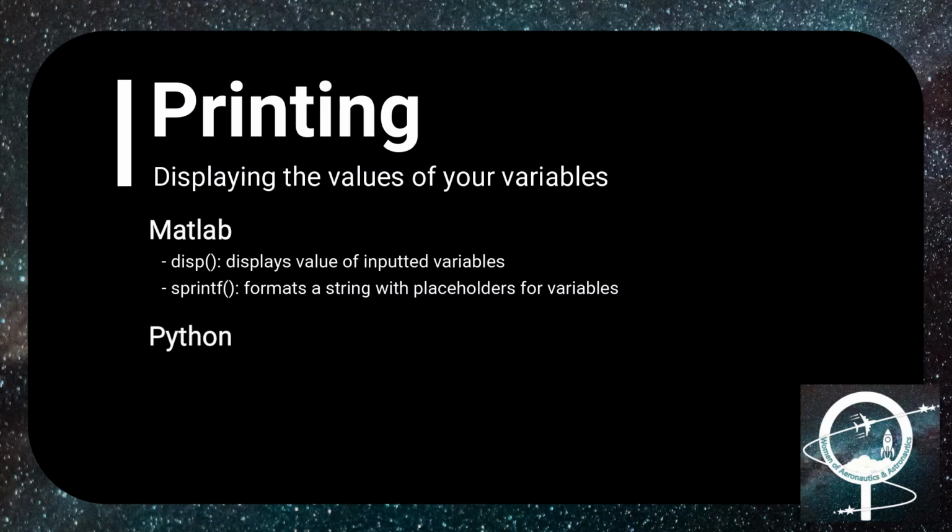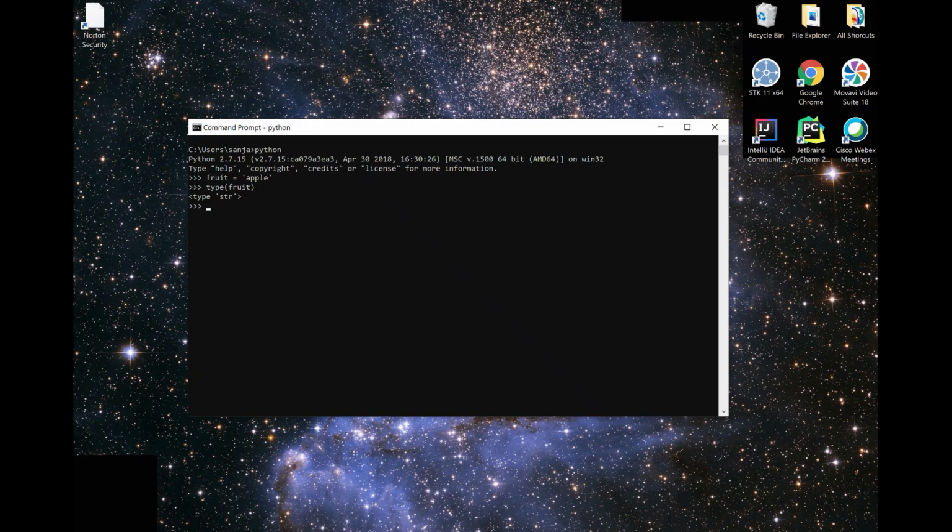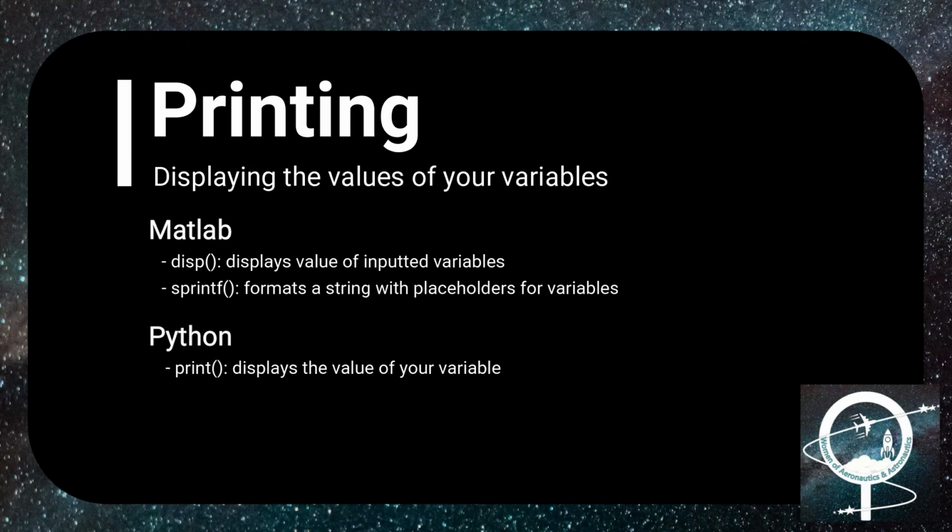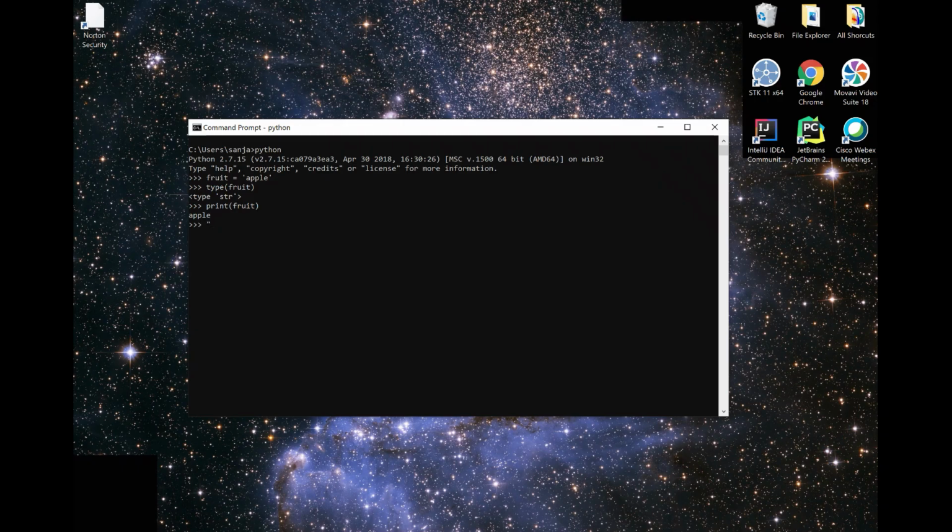In Python, you can just use the print function to display the value of your variable. So if I wanted to print the variable fruit equals apples, I would just type print with the variable fruit, and the string apples is displayed on the command window. If you want to format a string in Python like you would using sprintf in Matlab, you could use curly brackets as placeholders in a string, and use the dot format function like this. I have curly braces apples in my basket, dot format 5.